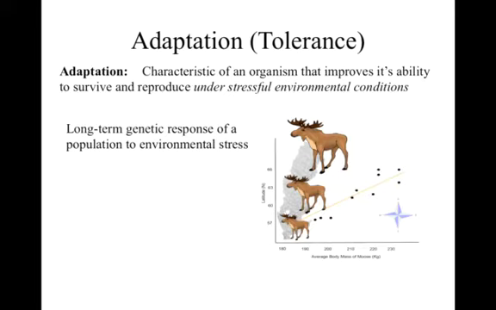Now again, and we stressed this before in previous lectures, adaptation is a long-term genetic response of a population to the environmental stress, right? Adaptation is something that is selected for and increases in prevalence in a population because organisms with that adaptation, maybe it's big size in the north of Sweden, tend to do better. They survive better, they have more babies, they reproduce, that sort of thing.